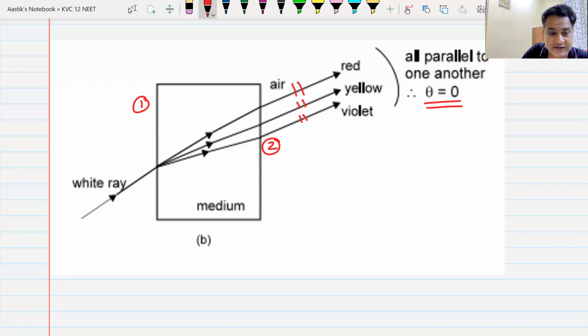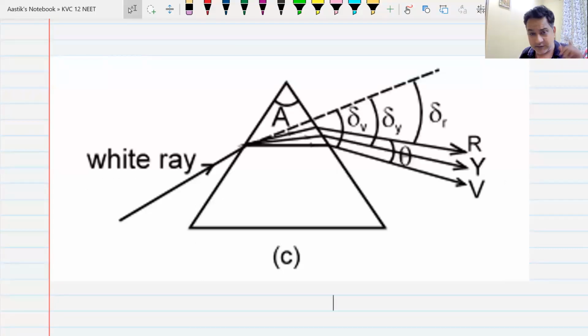But what happens if you have a prism? Does dispersion happen in a prism or not? If you have a prism, again you have two refracting surfaces, number one and number two, but this time the surfaces are not parallel, they are at an angle, and therefore we have more deviation or more dispersion as compared to a single surface. In a single surface, we have very little deviation, but for a prism you can see the deviation is very large. Do we understand this?